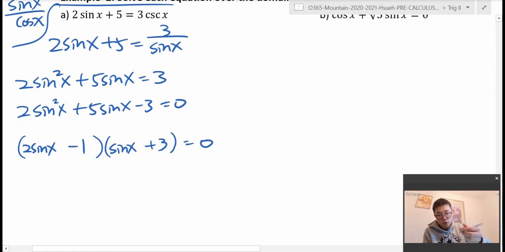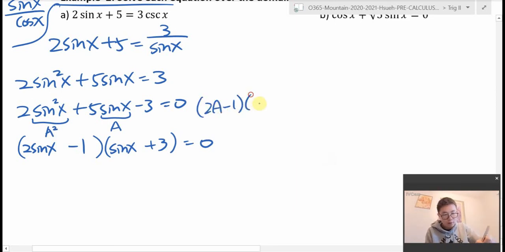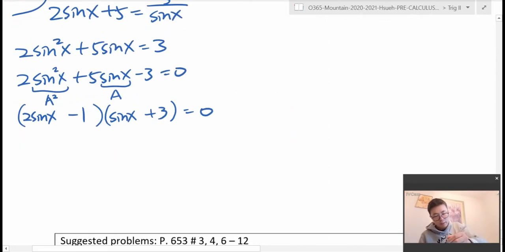If you're not sure, just treat sine x like a, so 2a squared plus 5a minus 3. If you factor that, you should get 2a minus 1 times a plus 3. So I simply let a equal sine x. This is what you would get. And obviously at the end of the day, we're not solving for a, we're solving for x. So you have to substitute sine x back for a, and hence you get 2 sine x minus 1 and sine x plus 3. This means either sine x equals 1/2.